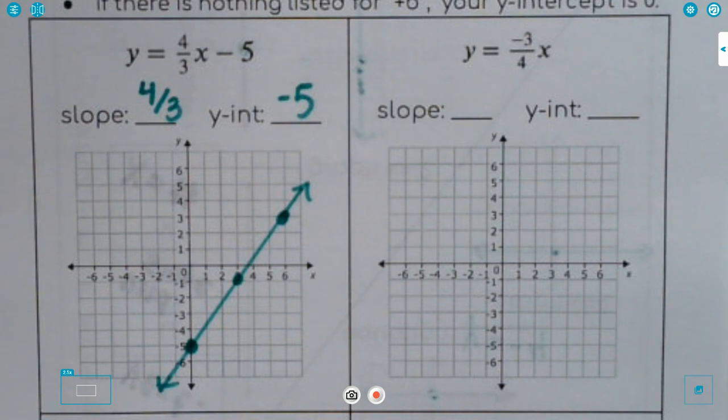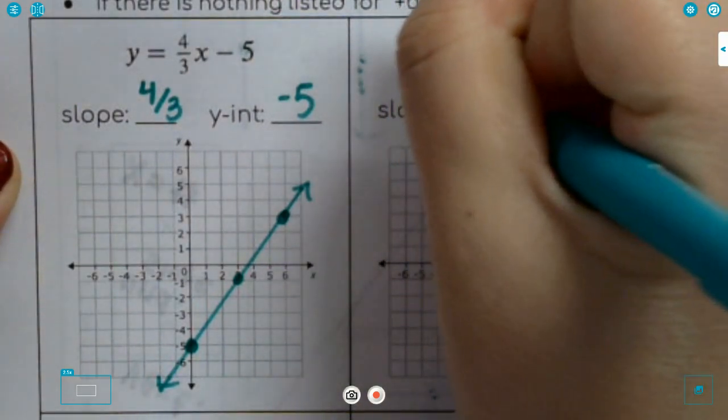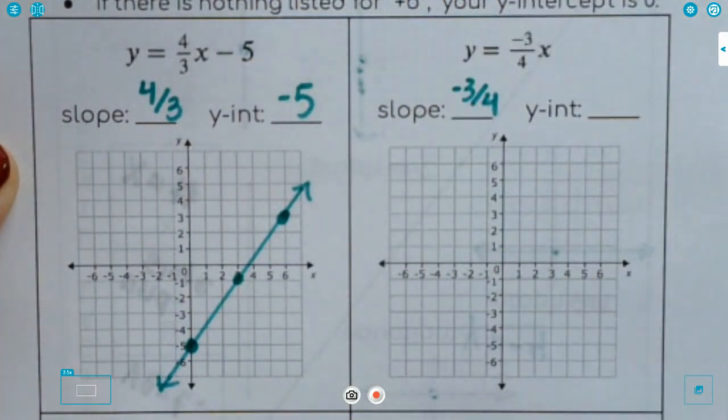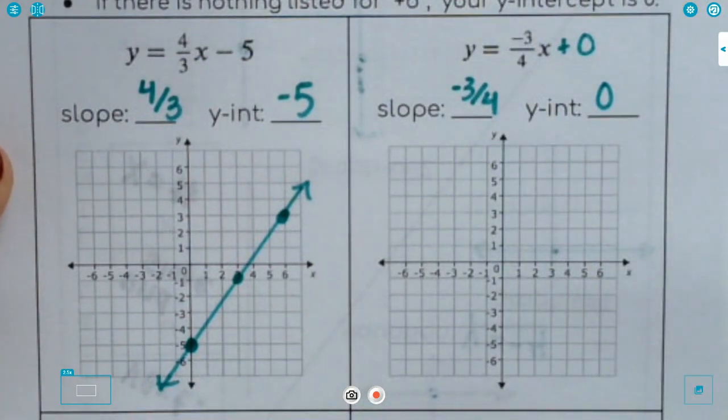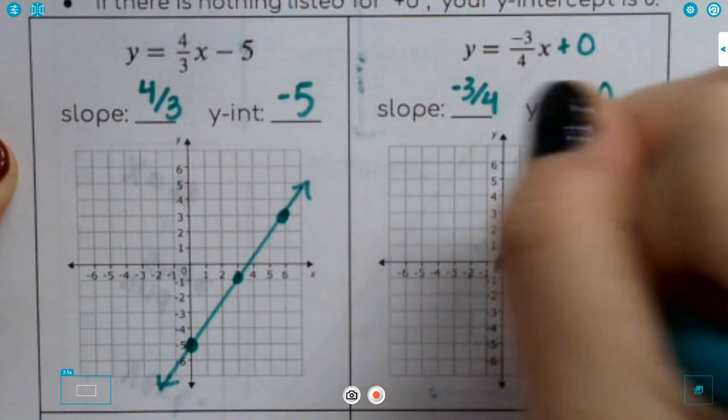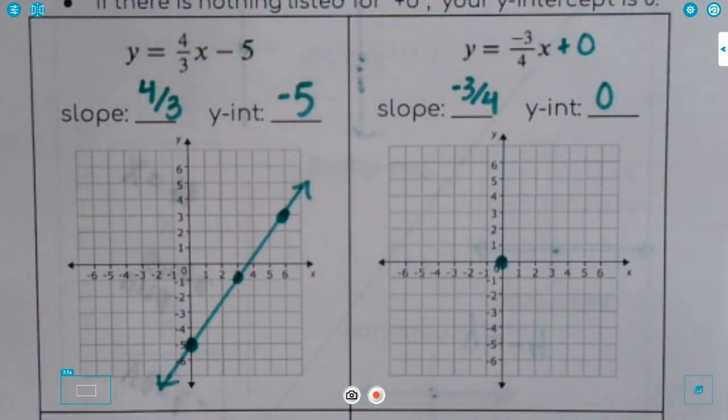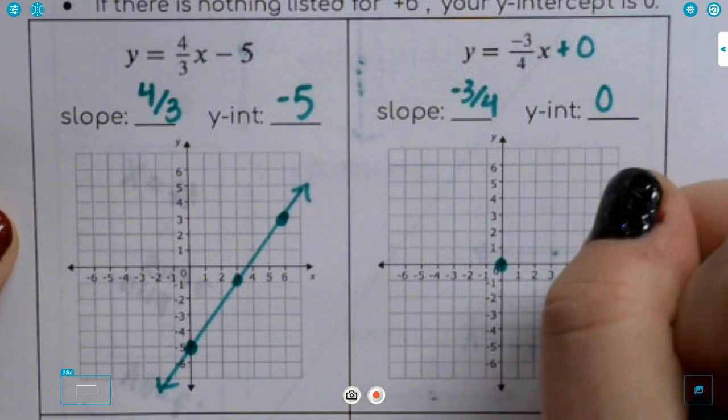The next one is y equals -3/4 x. So my slope is -3/4. What is my y-intercept in this one? 0, because I'm adding nothing there. So my y-intercept is 0. So I cross at (0, 0). And then my slope from there is -3/4. That means I go down 3, right 4. So down 3, right 4.